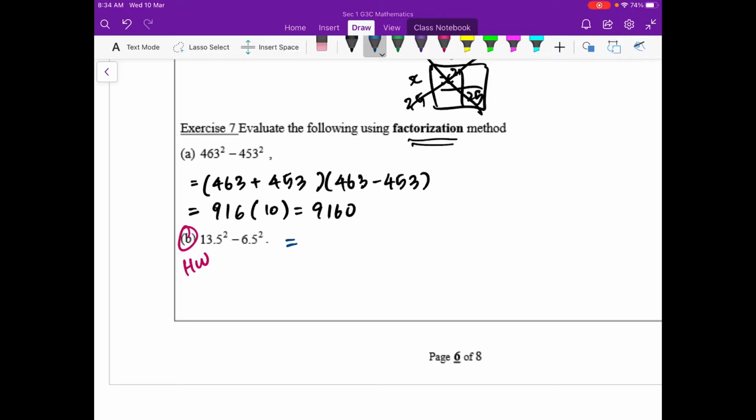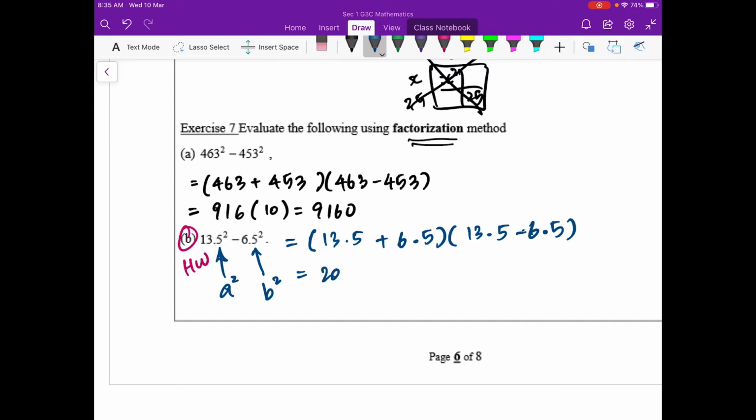In this case, what am I talking about? This is just your value of A square, and here you have your value of B square. So this is just simply using the expansion 13.5 plus 6.5 multiplied by 13.5 minus 6.5. As straightforward as that. So A square minus B square, do the expansion. So 13.5 plus 6.5 is 20. Whereas the subtraction, 13.5 minus 6.5 will give us 7, which is 140.